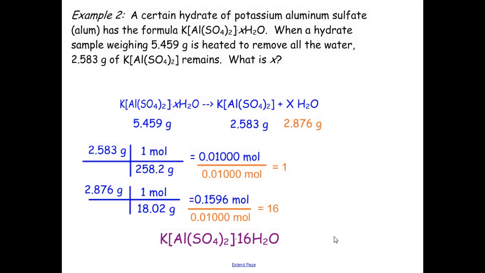If I convert both of those numbers to moles, I end up with 0.01 mole of the anhydrous potassium aluminum sulfate and 0.1596 moles of water. My potassium aluminum sulfate is the smaller number, so I divide both by 0.01, and I end up with 16 waters for every anhydrous potassium aluminum sulfate, which means X is 16.